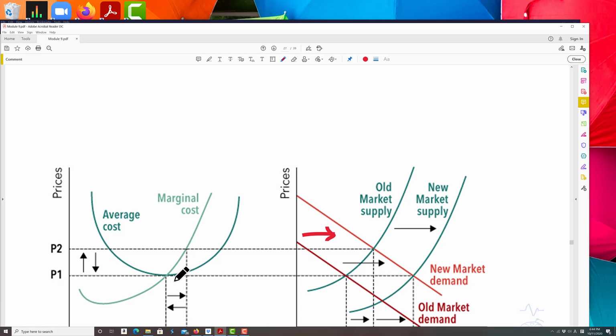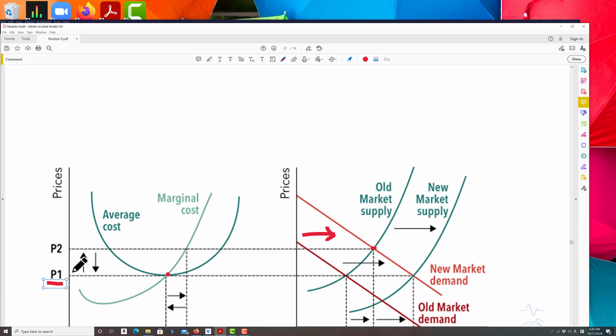Suppose the industry is in long-run equilibrium, and market price P1 is at the minimum of long-run average cost. And suppose that there is a sudden increase in demand, which causes the demand curve to shift to the right. As a result, market price rises to P2, to this level.